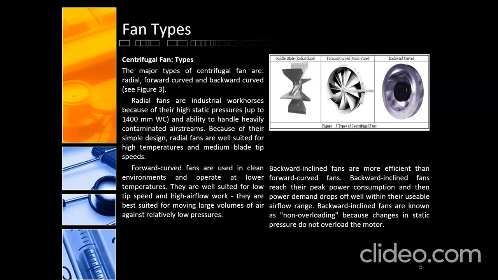Next is the forward curve. Forward curve fans are used in clean environments and operate at low temperatures. They are well suited for low tip speed and high airflow work. They are best suited for moving large volume of air against relatively low pressure. Next is the backward incline fans, which are more efficient than forward curve fans. Backward incline fans reach their peak power consumption and then power demand drops off well within their usable airflow range. Backward incline fans are known as non-overloading because changes in static pressure do not overload the motor.